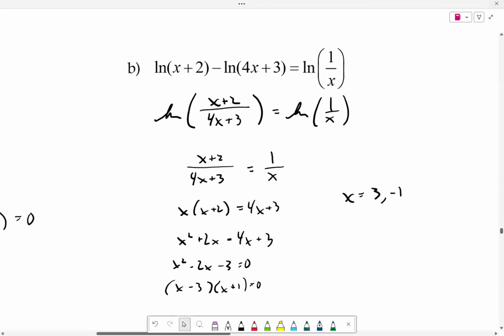Are they both okay? You got these two answers, don't you? We have to dismiss. Do we just always dismiss the negative answers? No, only if it makes a negative in the argument.